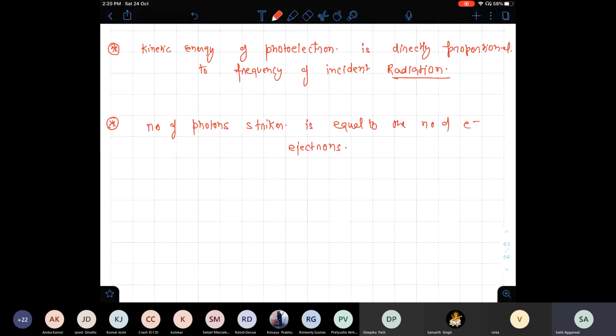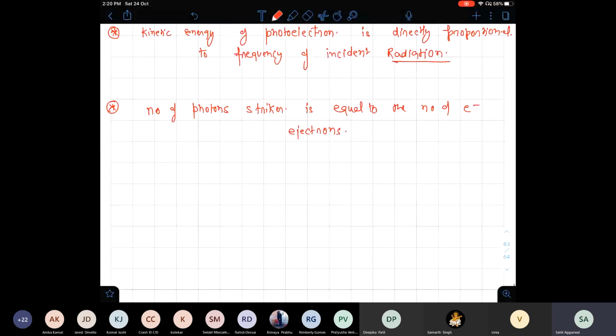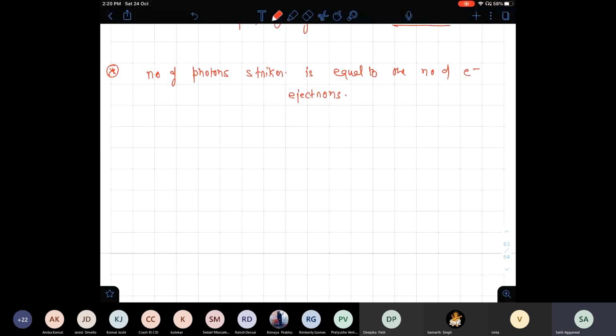Number of photons striking is equal to the number of electrons ejected. So it is called intensity of light. Intensity of light is directly proportional to the number of electrons ejected.